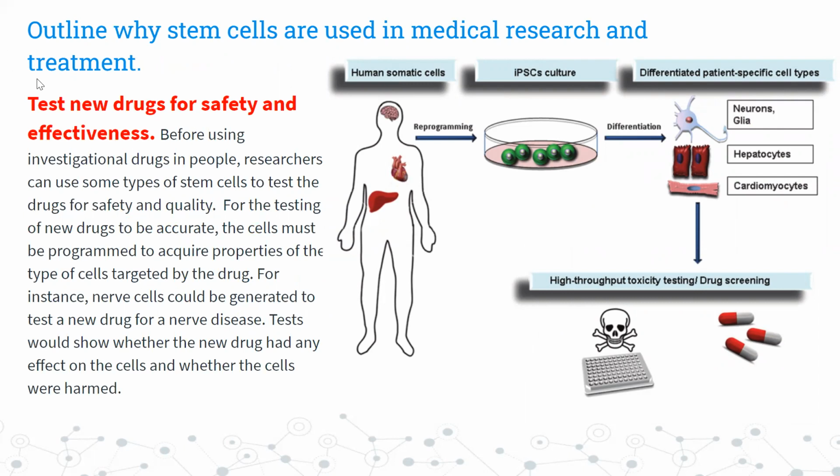Test new drugs for safety and effectiveness. So instead of testing drugs straight on people, like we saw in the last unit or two units ago with the antibiotics, where they're like, oh, a dying woman, let's just use her as our guinea pig, instead of doing that, we can test it just on cells. Ethically, way more safe, right? Make a lot fewer people mad.